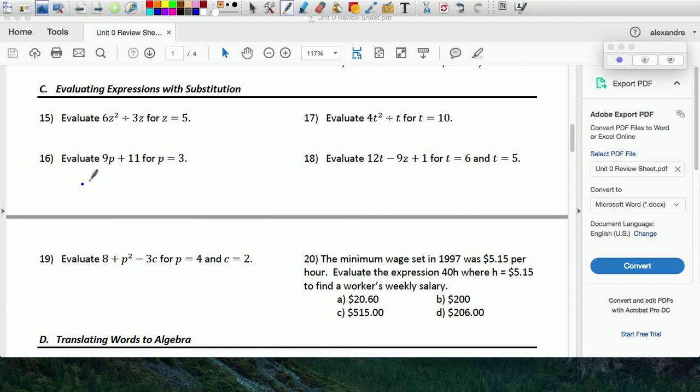16, 9 times p, which is 3, plus 11. This one is super easy. That's 27 plus 11, which equals 38.